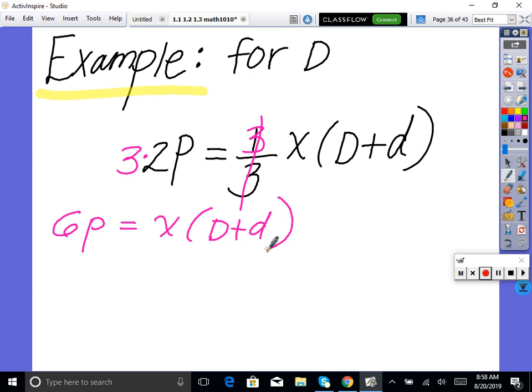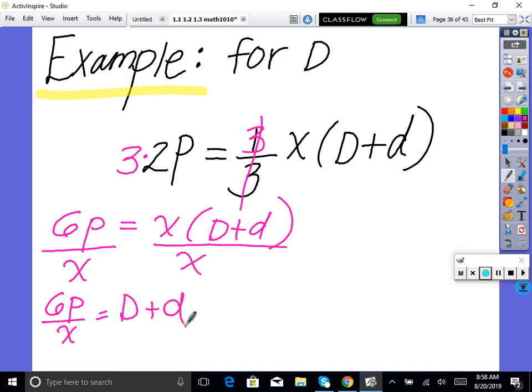Okay, solve for big D. Next step. Divide by x. So 6p divided by x equals big D plus little d. Now what? Subtract little d. So we have 6p divided by x minus little d equals big D, and we've solved. So it's just testing your algebra skills. So for the most part, pretty basic stuff, everyone. Questions? Okay.